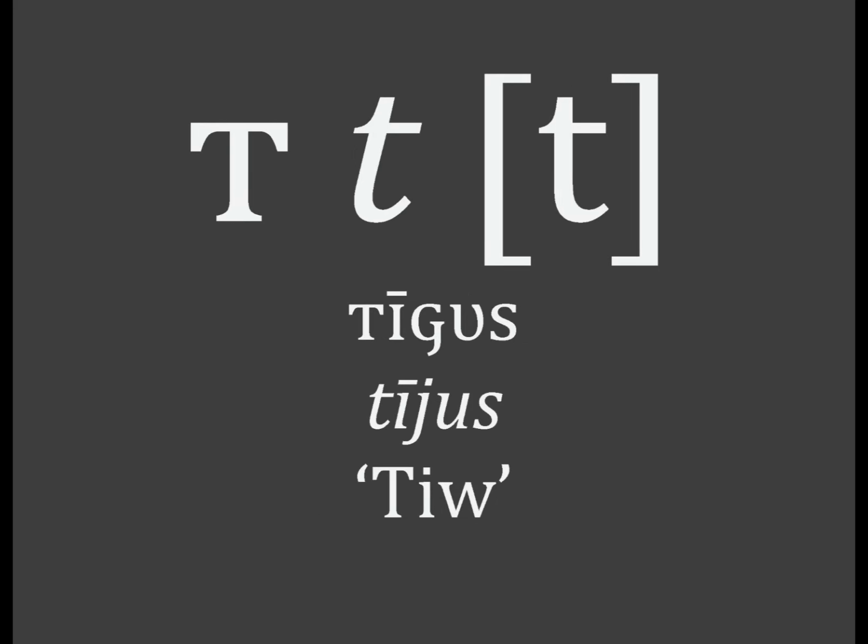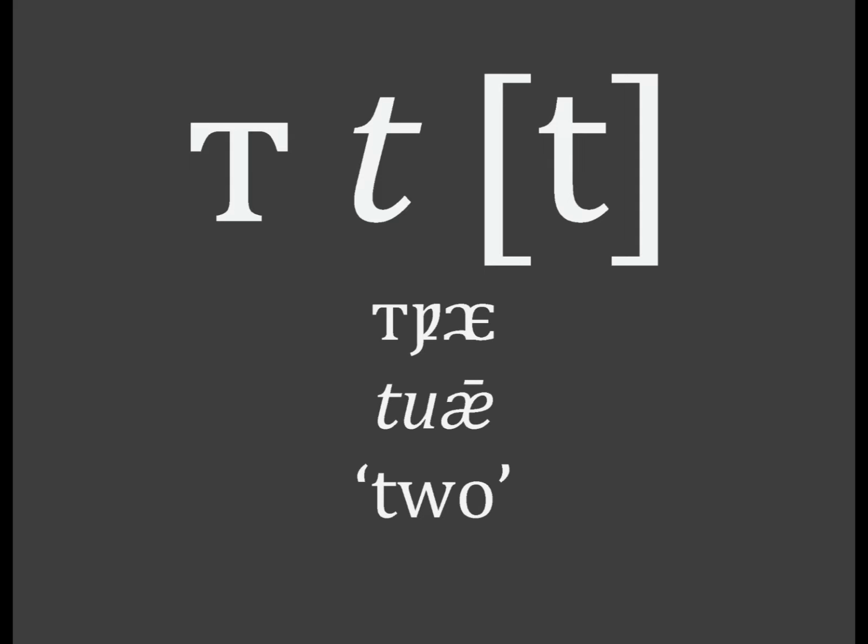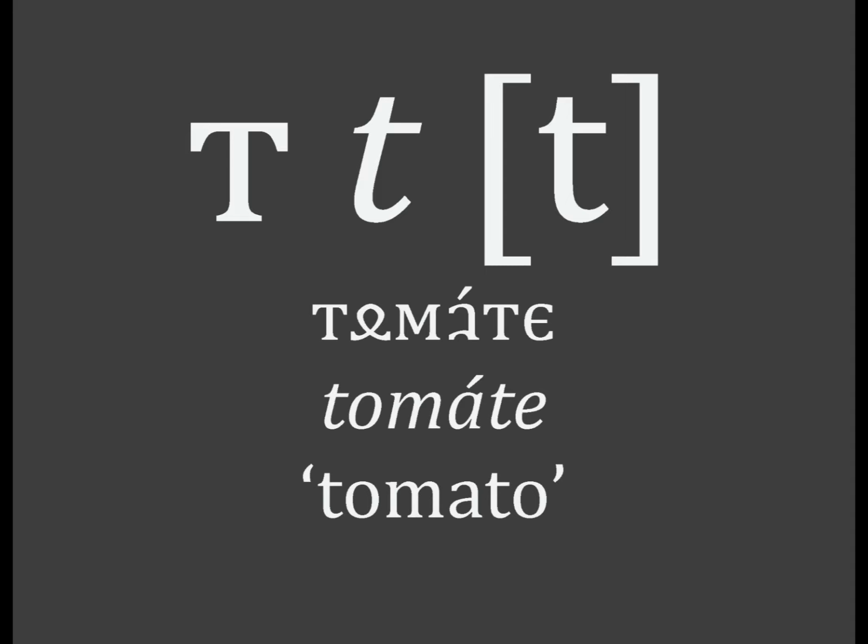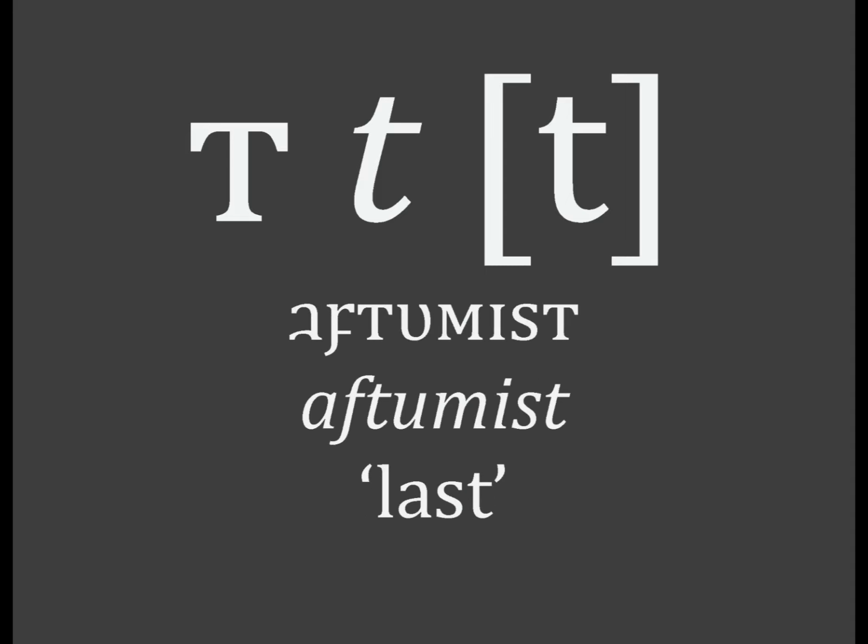Tius is the name of a god, Tiu, which is the origin of the word Tuesday. It represents an unvoiced dental stop, like the T in tall. It is transliterated by the letter T. Tway, two. Tomate, tomato. Aftumist, last.